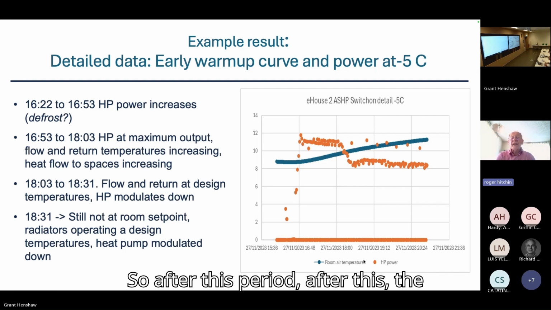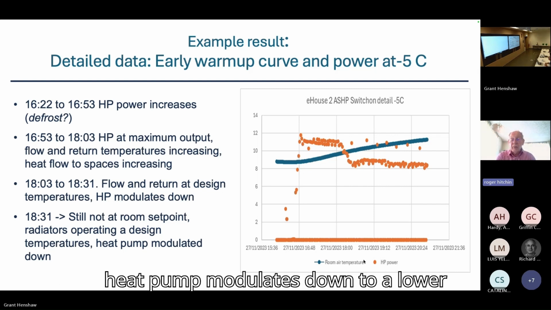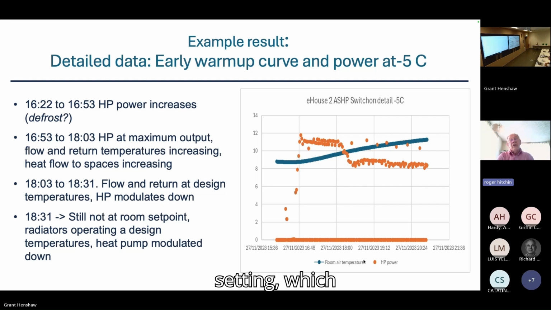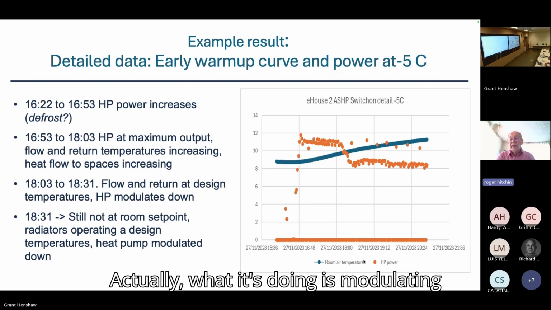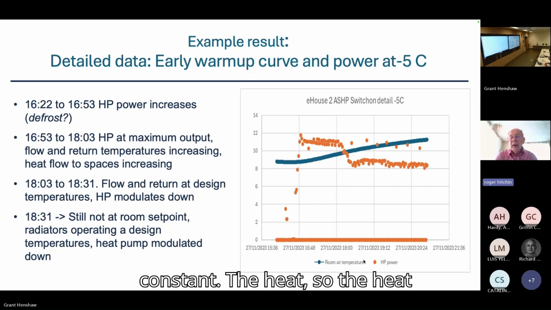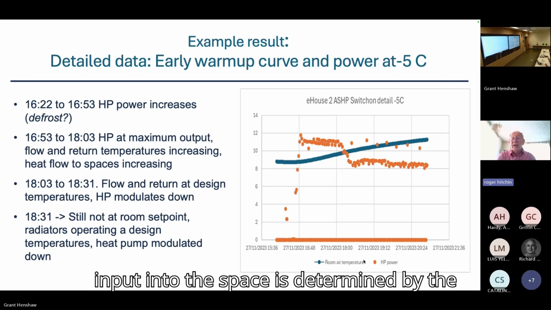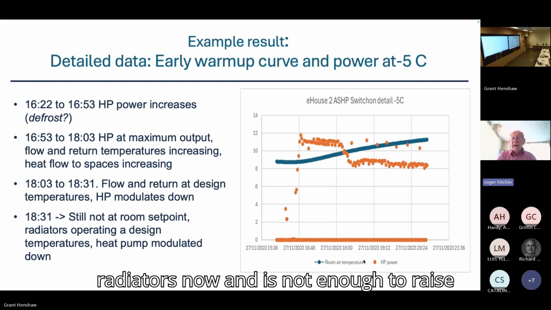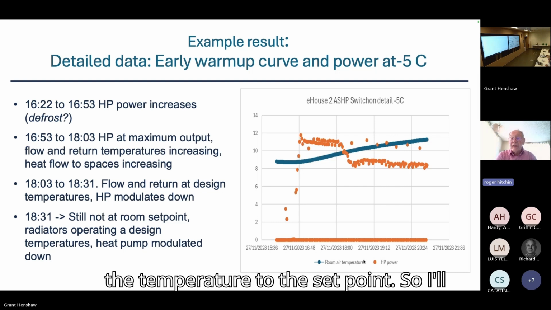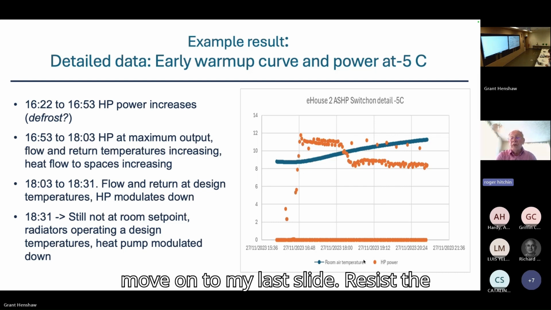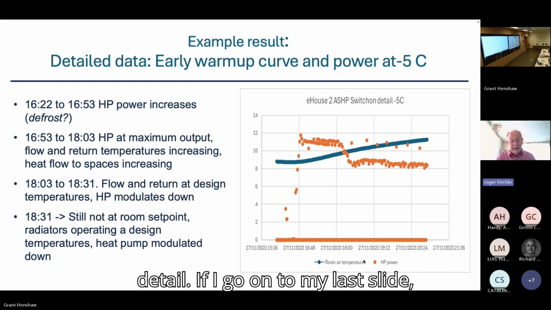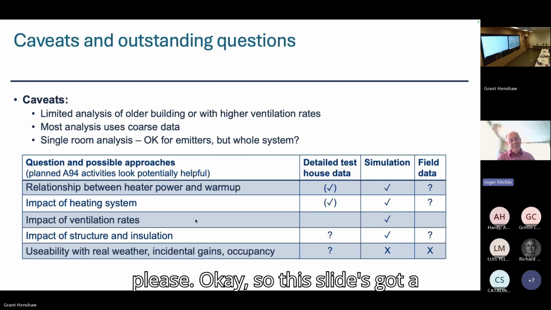So after this period, the heat pump modulates down to a lower setting, which is actually modulating down to keep the flow temperature constant. The heat input into the space is determined by the radiators now, and is not enough to raise the temperature to the set point. So I'll move on to my last slide. I resist the temptation to go into this in any more detail. If I go on to my last slide, please.